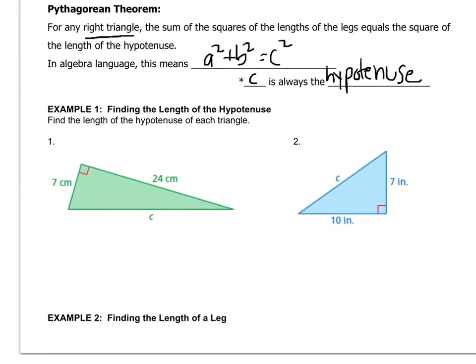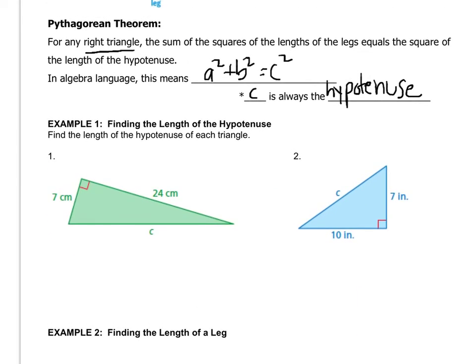So let's use the Pythagorean theorem to find the length of the hypotenuse. Now, if you notice, the hypotenuse is always across from the right angle. It's the only one that doesn't touch it. So anytime you have a formula, you write your formula, and you plug in what you know. It doesn't matter which one you make a and which one you make b, but the hypotenuse has to be c.